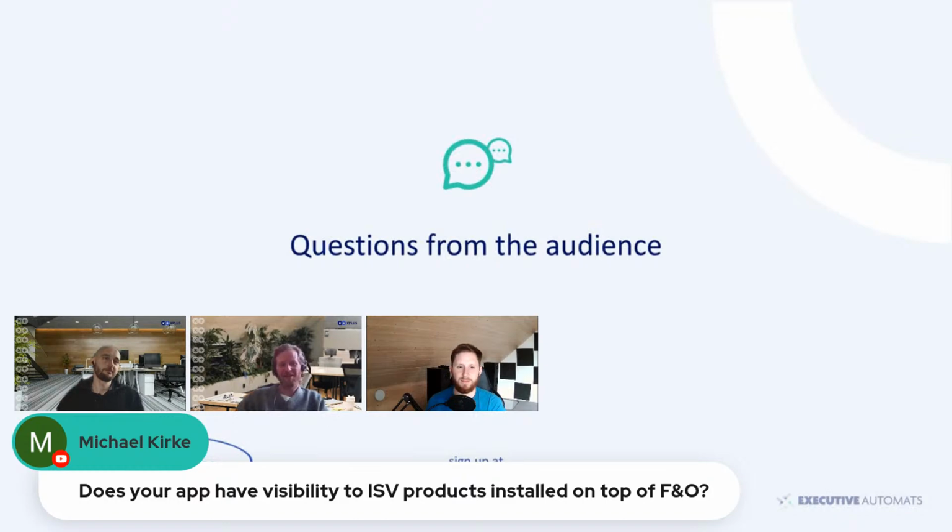Does your app have visibility to ISV products installed on top of FNO? And this is a good question, Bart. I think it relates to the last topic as well. Regarding visibility, we are present as a module, but the whole executive automats technicalities, the whole server side, the mechanism and the logic, is sitting outside of Dynamics, so you're not installing anything on the FNO side.